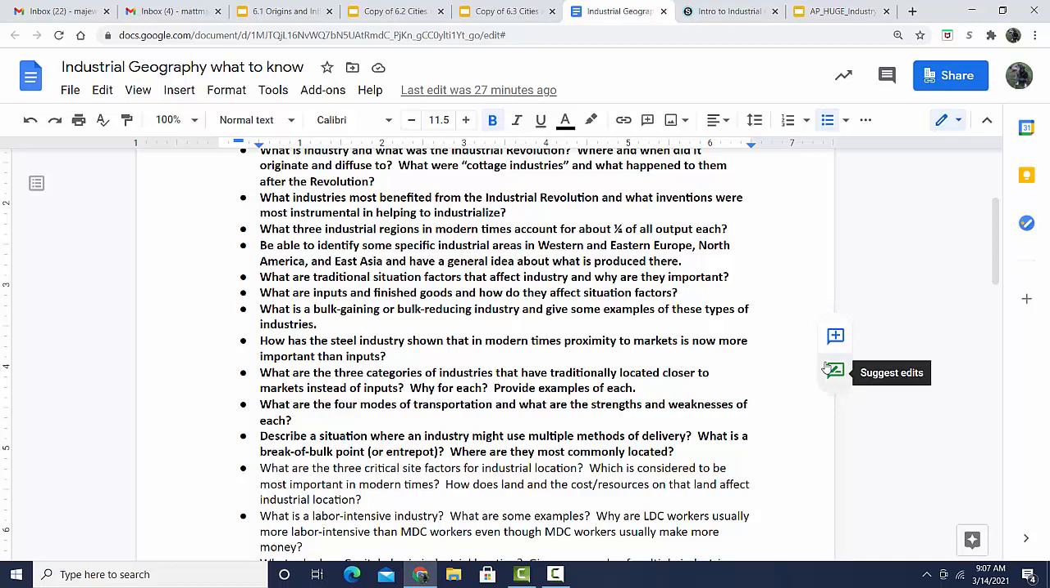What are three categories of industries that have traditionally located closer to markets? Okay, so we mentioned this already. First off, we have industries that use agglomeration. And agglomeration, remember, is when similar businesses will cluster together within an area. So that's one group that we tend to see locate closer to markets. And they usually do this a lot of times in modern times for labor reasons. If they need access to particular groups of laborers, they may locate in particular cities. We call these growth poles.